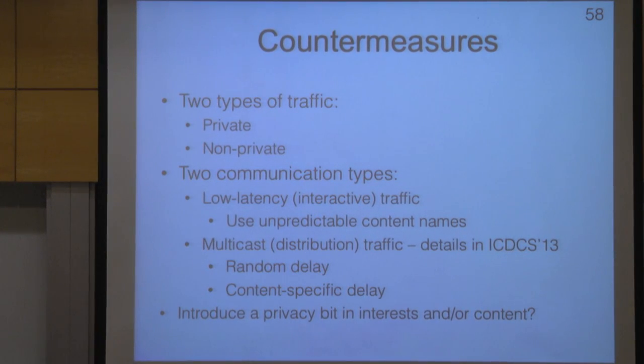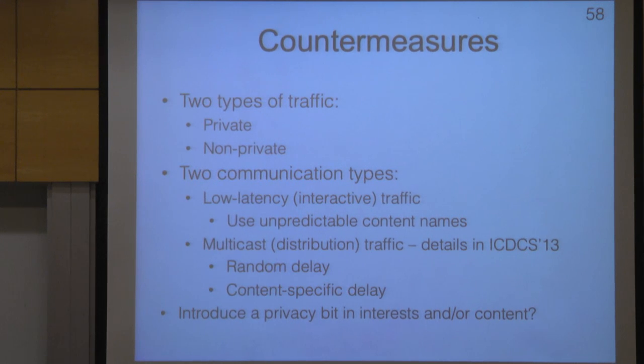What I just described is an approach to address the cache privacy problem with this typical kind of content, requesting popular content, right? Like a WikiLeaks page or a New York Times page. Something that is fairly public, supposed to be consumed by multitudes of consumers. But there are also types of communication that are two-way and low latency, right?